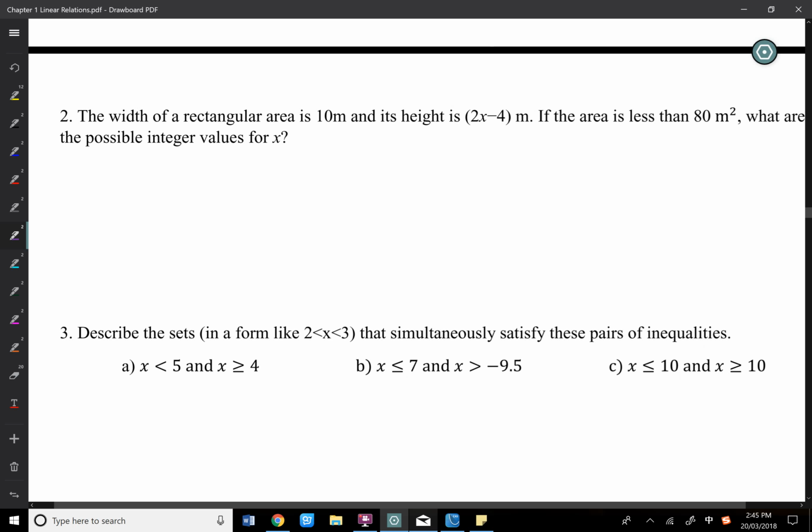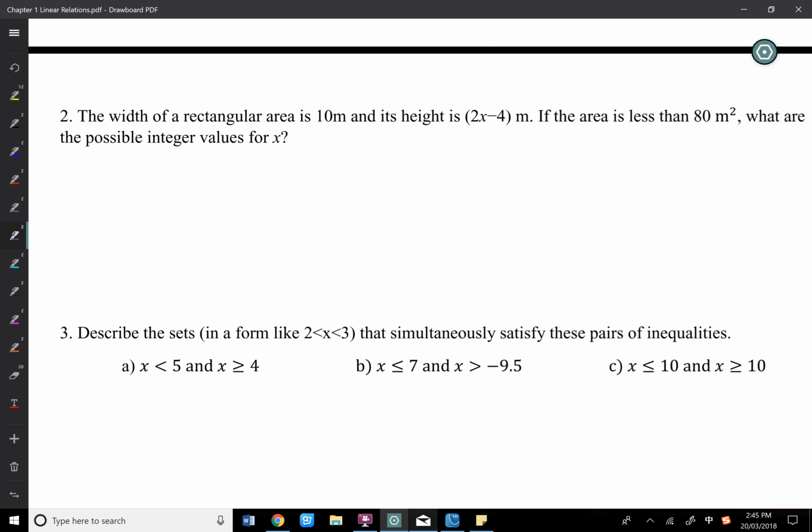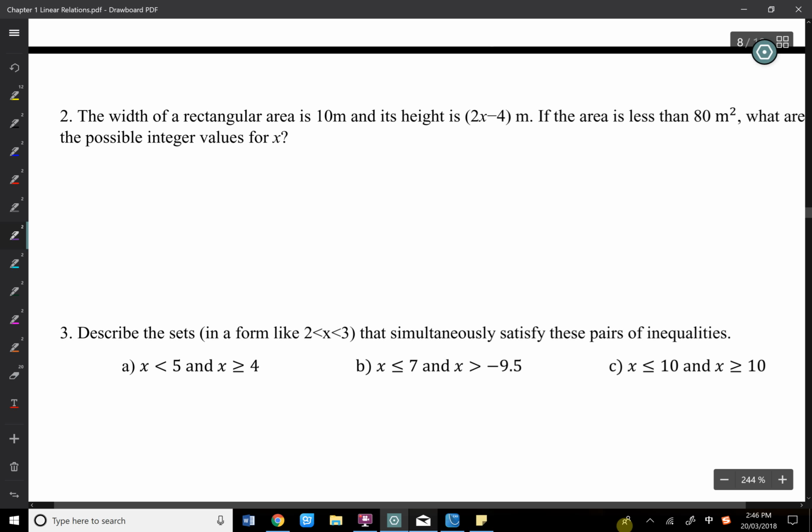Okay, let's have a look at this question. The width of a rectangular area is 10 meters and the height is 2x minus 4. Let's sketch that rectangle. Well, it can be any rectangle. So we have a width of 10 meters and a height of 2x minus 4 meters.